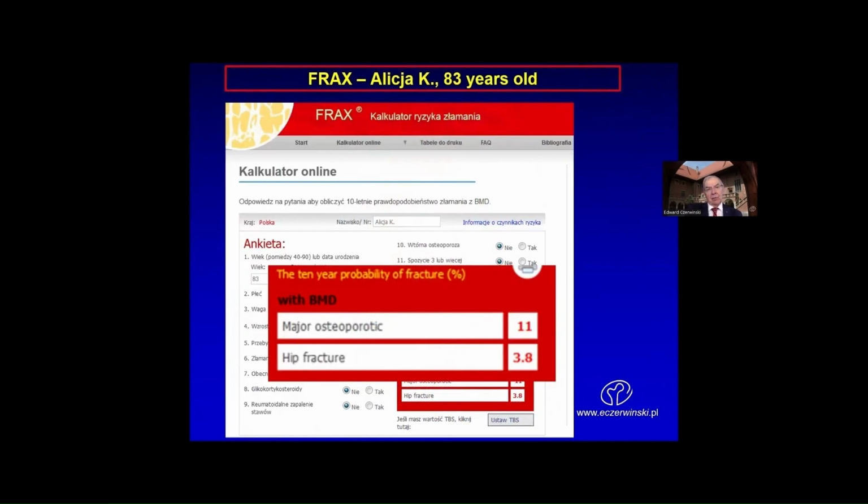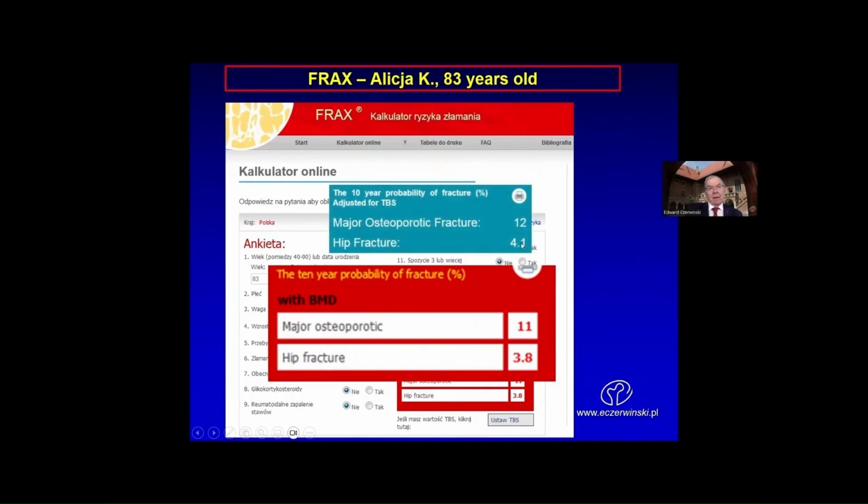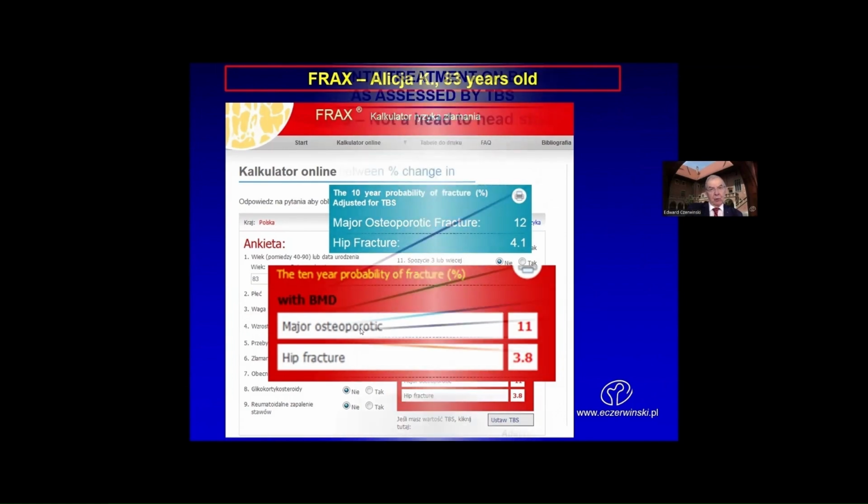TBS is implemented in FRAX. So here is one patient with a major osteoporotic fracture risk of just 11. And if we put in the TBS adjustment, we got 12, and hip fracture 4. So the better the TBS, the lower the fracture risk will be. The lower the TBS, the higher the FRAX index will be. That's crucial.